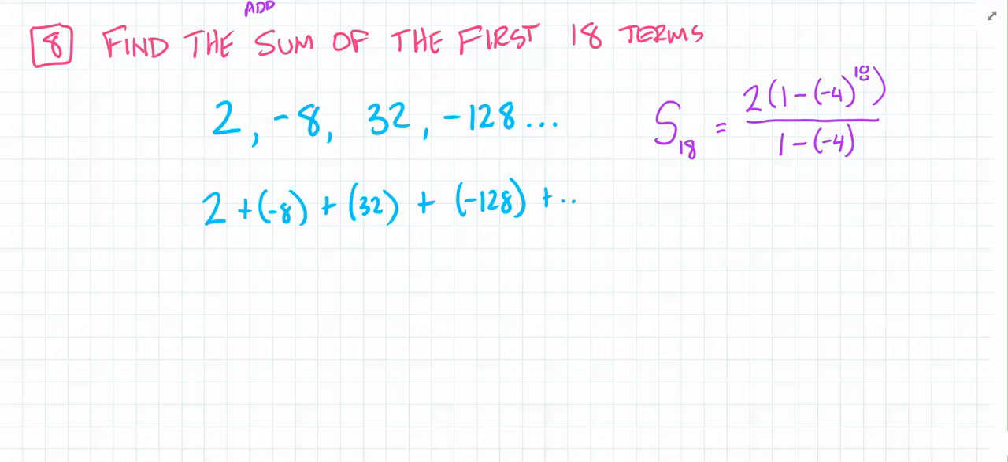So we're going to go 2 times. We need to figure out what negative 4 to the 18th power is. Scientific notation. So what is negative 4 to the 18th power?